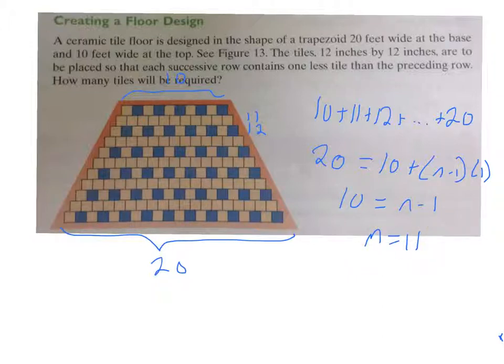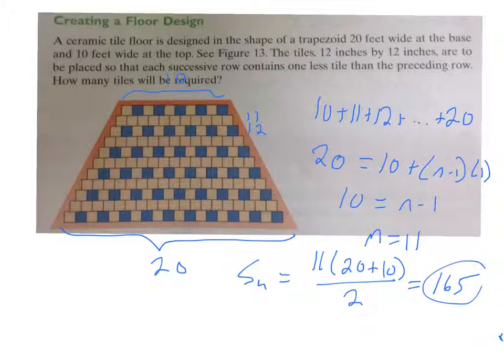So if n is 11, then the total number of tiles that they're going to need is going to be 11 times 20 plus 10 over 2. So 30 times 11 is going to be 330, divided by 2 will be 165. So they're going to need 165 tiles to complete this particular project. Alrighty, so that's it for arithmetic sequences. Why don't we take a quick break, and when we come back we'll start talking about geometric sequences.